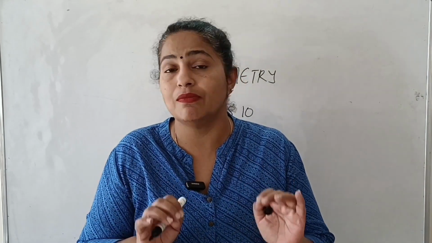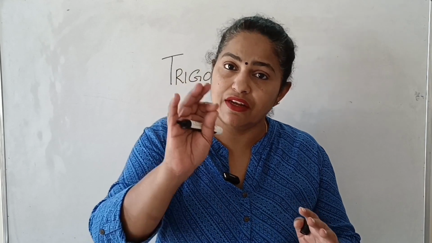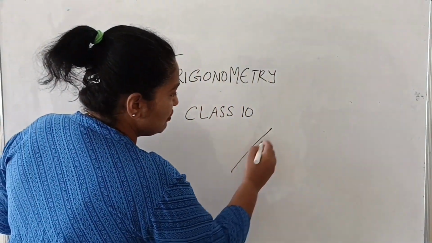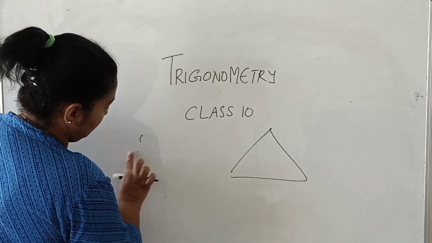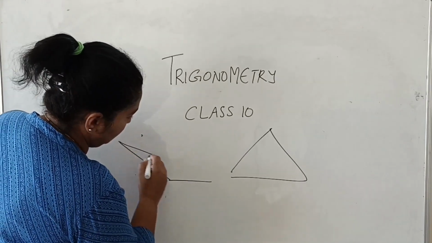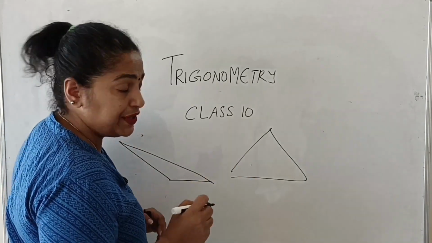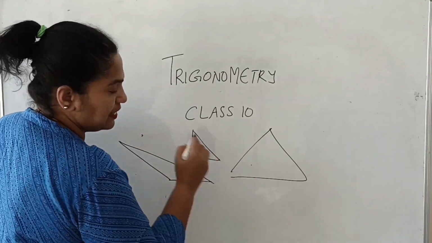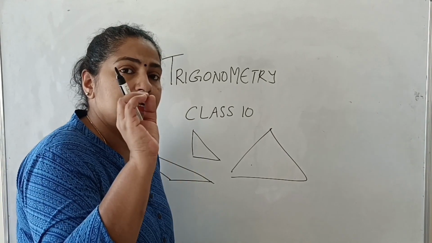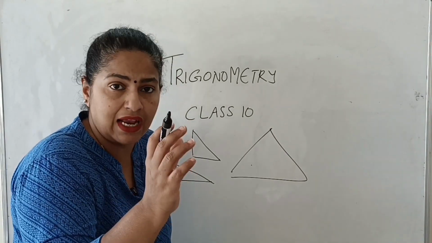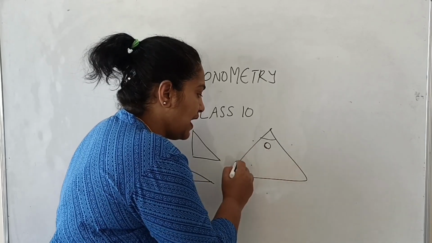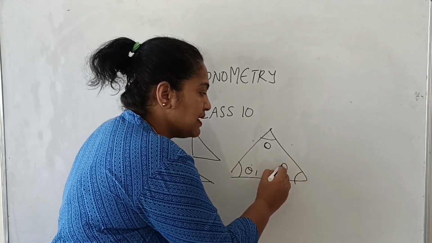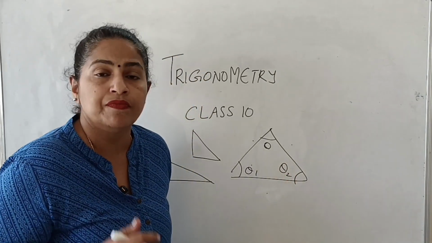A triangle is the first closed figure that can be formed by straight lines. Three straight lines form a triangle. So I can have a triangle like this. I can have an obtuse angle triangle also, an acute angle triangle also, and I can have a right angle triangle. Trigonometry deals with the sides and the angles of a triangle, which means this side, and this side, and the angles over here. Let me mark them as theta, theta 1 and theta 2.